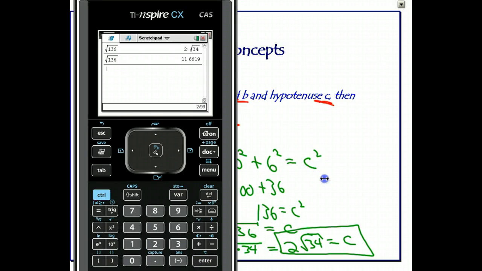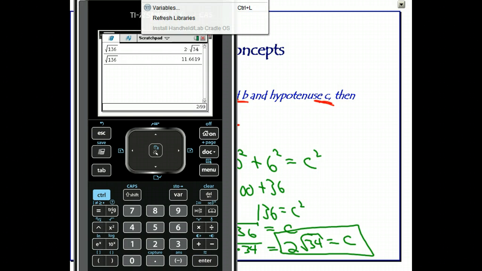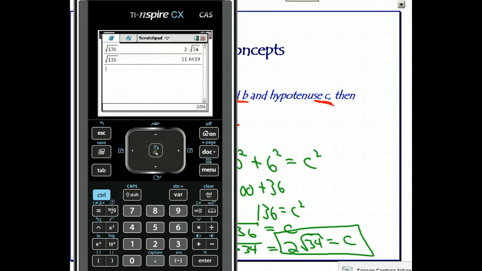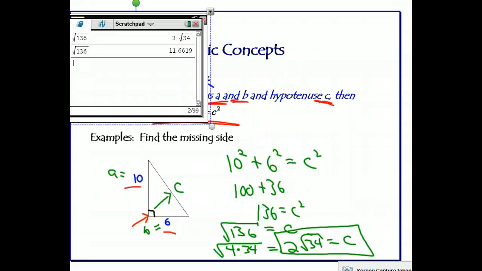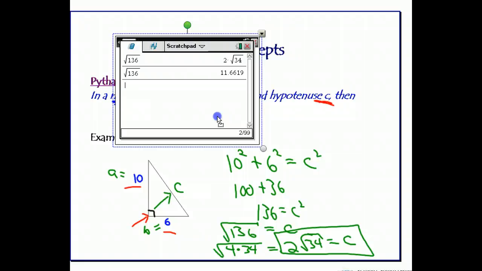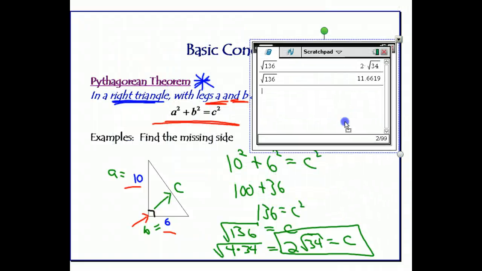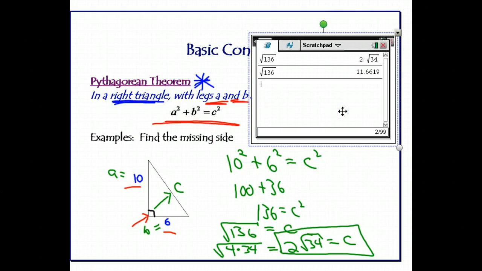So can I move that down there? No. Let's do this. I'll take that page. And let's see, put that away, and let's see if we've got it here. There we go. So we kind of keep those two answers somewhere. And we've got 2 root 34, or 11.6619.